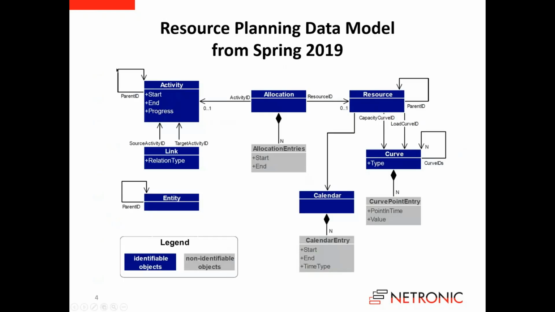Yes, I take over. And can you see my screen, Elmar? Yes, I can. With the data model, yes, we had the data model in spring 2019 with these objects here. And these are the main objects of our widget. These are activities, resources, allocations, and some more like curves, calendars, and links. We have also entity objects, and here not shown are symbols.